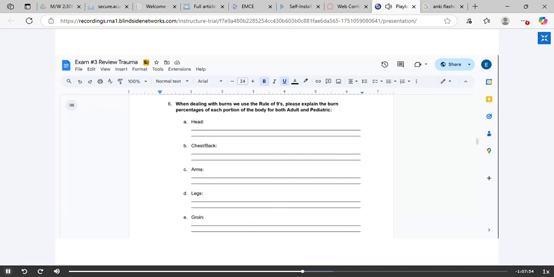The head, the chest, and the back. The chest is the thoracic and the abdominal cavity. So the whole anterior chest and the whole posterior back, upper and lower back, each arm, each leg, and then the groin. That's basically how it's separated, okay? And then we're just going to go ahead and pull up a picture here so you can look at it. Rule of nines.